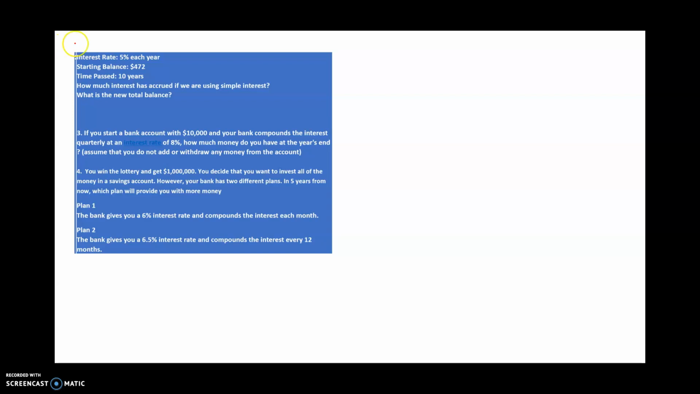So the first one I'm going to do here is number 2, which is that problem right there. And this says, notice the word simple interest. So the simple interest equation, which you'll be given, looks like that. So I recognize that I have an interest rate of 5%. I have a starting balance. That's my principal, isn't it? I have time of 10 years. What is the new total balance if I use simple interest?